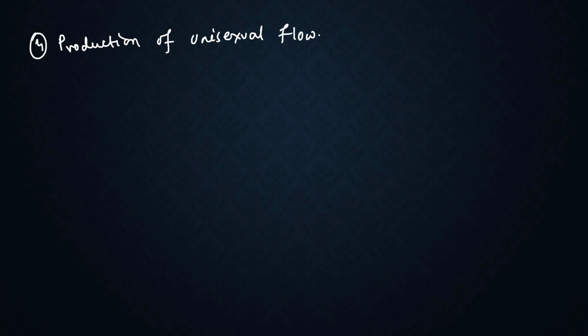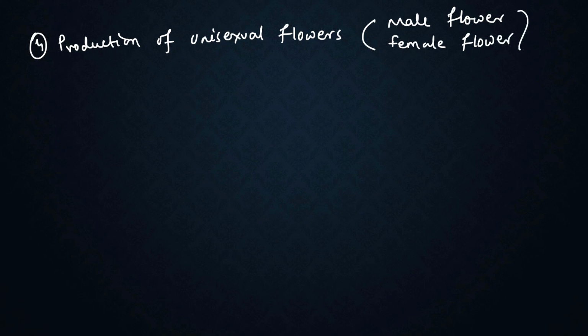And the fourth mechanism that we need to understand is the production or development of unisexual flower. So what do you mean by unisexual flower? Unisexual flowers means you're going to have either the male or the female flower. So here we are going to have the male flower, and also the female flower, right? This particular mechanism is going to be different in two different cases. That is, we are going to have the monoecious plant and the dioecious plant.